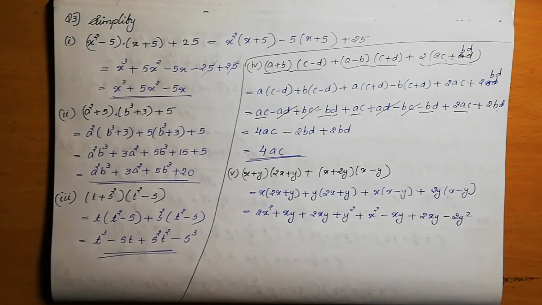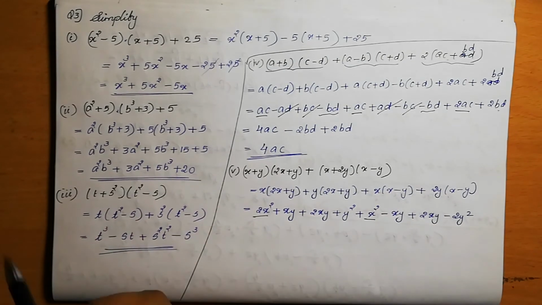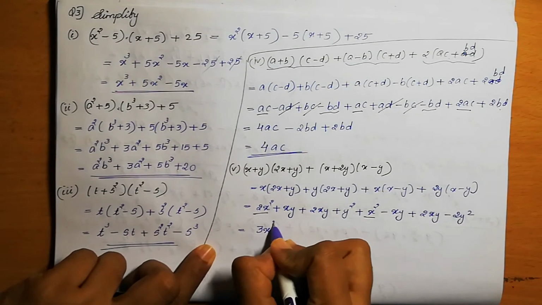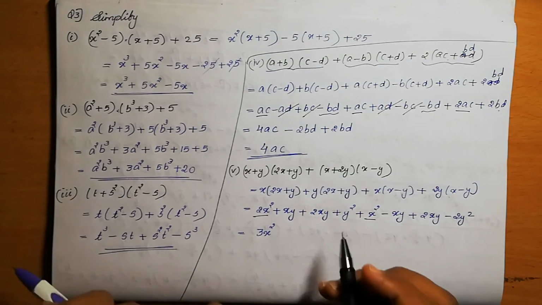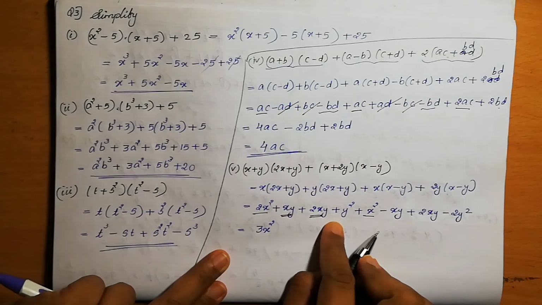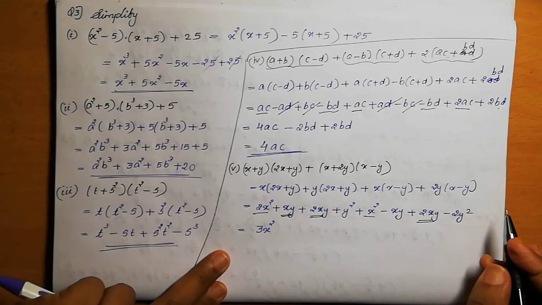So that is equal to, again we can check, this is x square term, this is also x square term. That means 2x square plus x square is 3x square. Next, xy term. Xy, this is also xy. That means xy plus xy is 3xy. 3xy plus 2xy is 5xy. Correct.